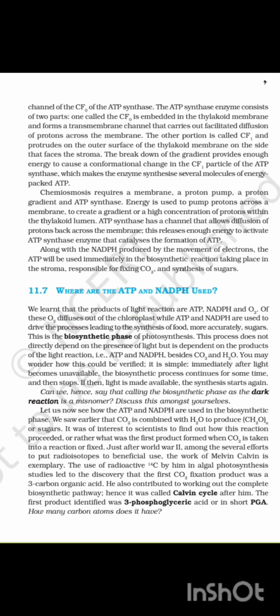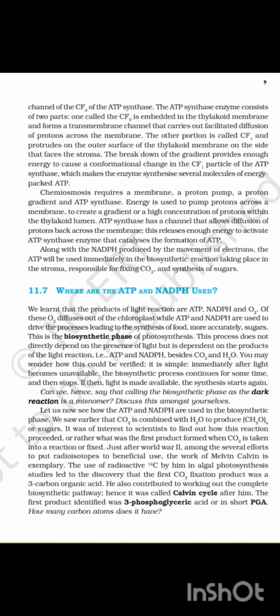We learned that the products of the light reaction are ATP, NADPH, and oxygen. Of these, oxygen diffuses out of the chloroplast, while ATP and NADPH are used to drive the process leading to the synthesis of food, more accurately, sugar. This is the biosynthetic phase of photosynthesis.